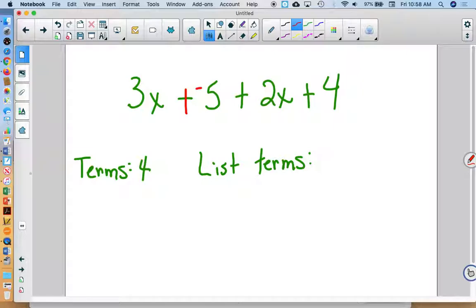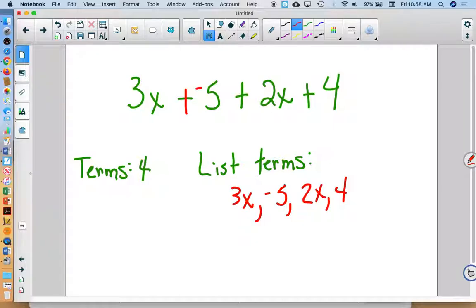Because the terms are what here, Roper? What are my terms in that statement? 3x, negative 5, 2x, and 4. Good. Nice job. Okay? Now I know I have 4 terms, and these are the terms that are in that statement.